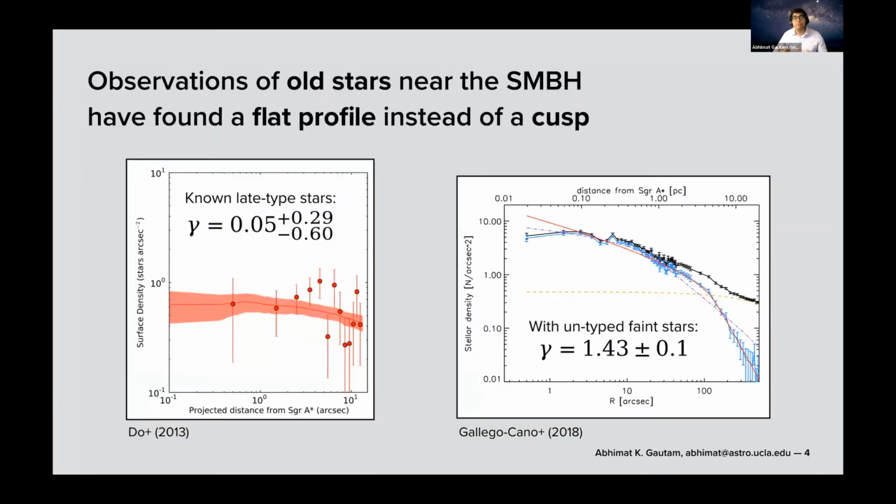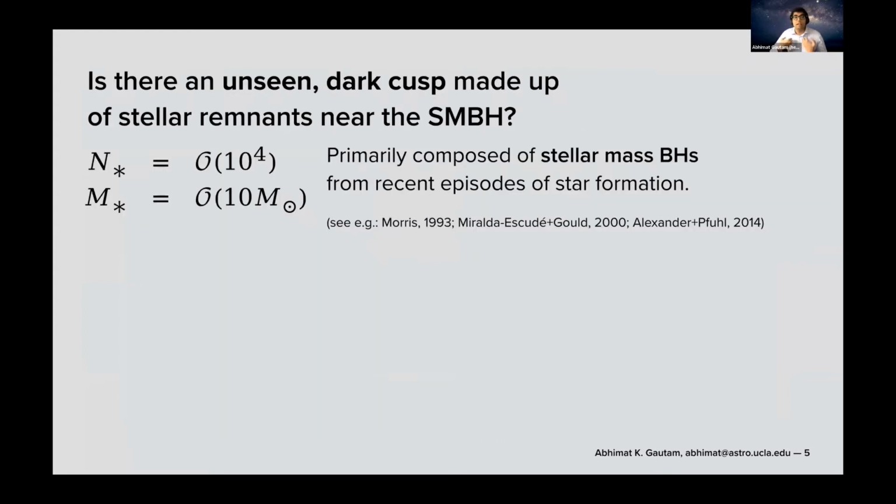However, observationally, when we trace the populations of known old stars at the galactic center, we don't actually find strong evidence for such a cusp. Studying proper motion and radial velocity of known old stars, Do et al. 2013 found a flat profile that is inconsistent with the cusp. More recent work by Gallego-Cano et al. 2018 did find a radial density profile consistent with the cusp, but their sample is likely contaminated with young stars that haven't yet dynamically relaxed. So overall, observations find a lack of old stars as would be expected near the black hole by dynamical models. The other possibility is the so-called dark cusp.